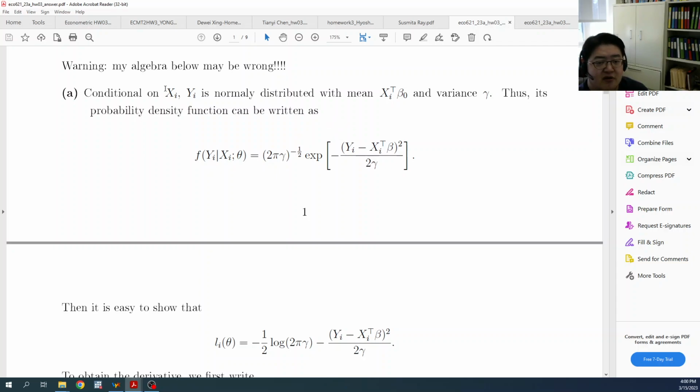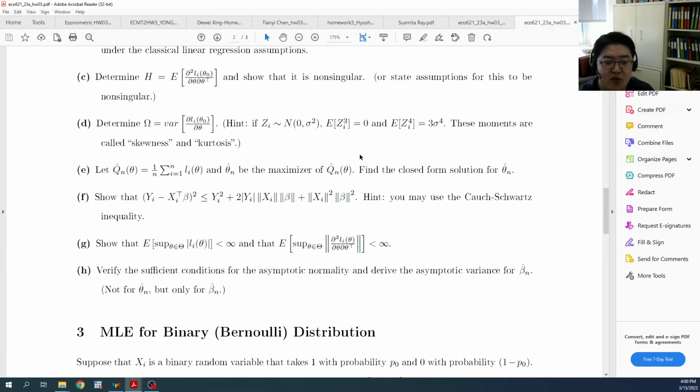Another thing I want to emphasize is this one. When you calculate the log likelihood, just look at this definition. This is the probability density function of y given x when the parameter value is theta. Simply, it is the distribution of y given x. You have to find that distribution, and that is given by the question.